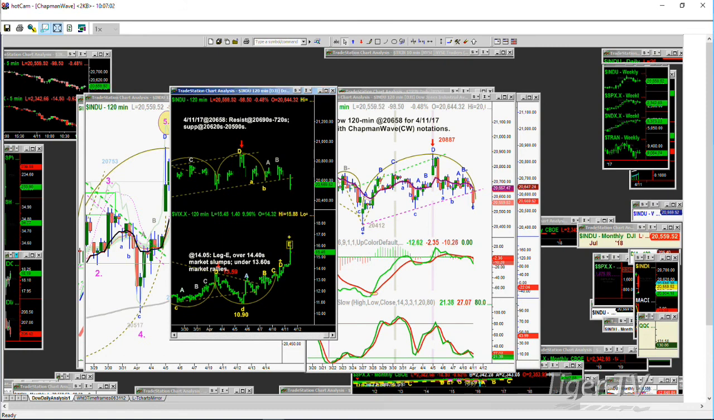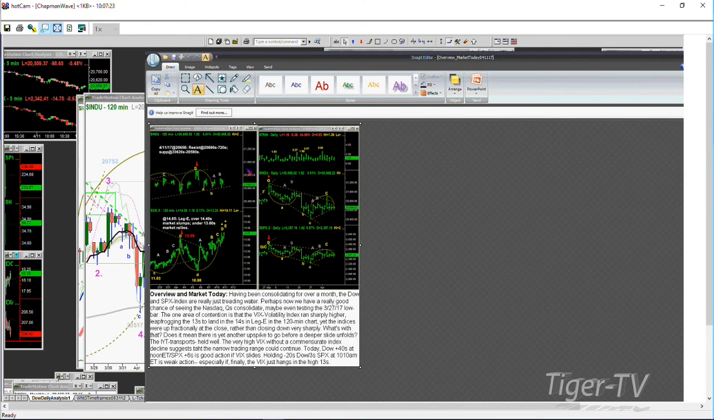This is a section in my newsletter that I call the Overview and Market Today section. Right here it is. This is where I discuss these aspects in what I call the five quadrants. This is a 120-minute Dow chart. This is a 120-minute volatility index.